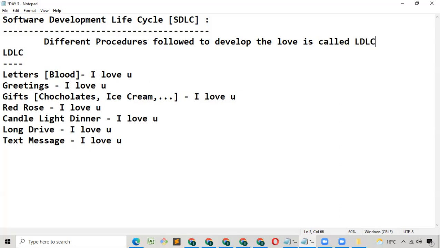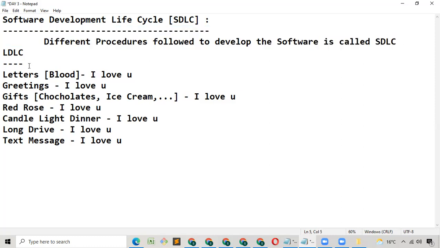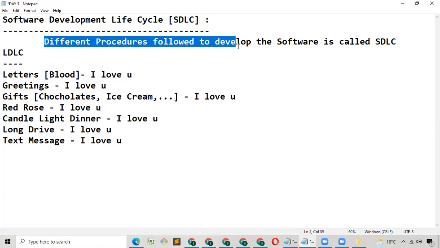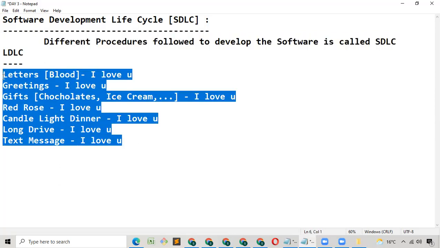Correct, right? Same thing. Different procedures followed to develop, instead of love, you tell software. That's it. The only change you have to make is, instead of love, you just tell software. Different procedures followed to develop the software is called what? Not LDLC, SDLC. Is that clear, guys? Please do respond. Is that clear? Different procedures followed to develop the software is called what? Software development lifecycle.